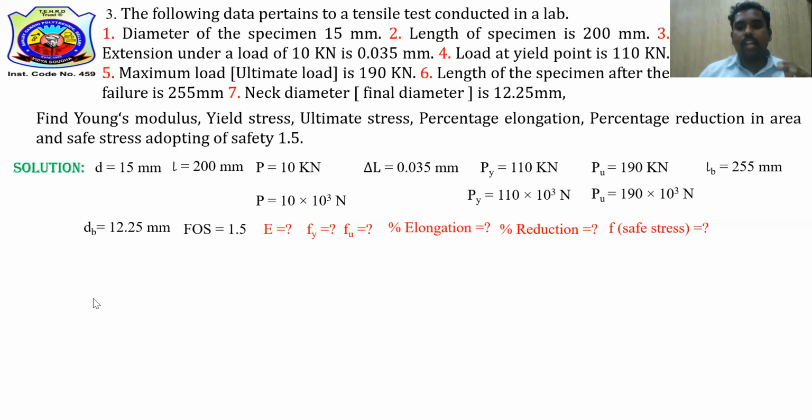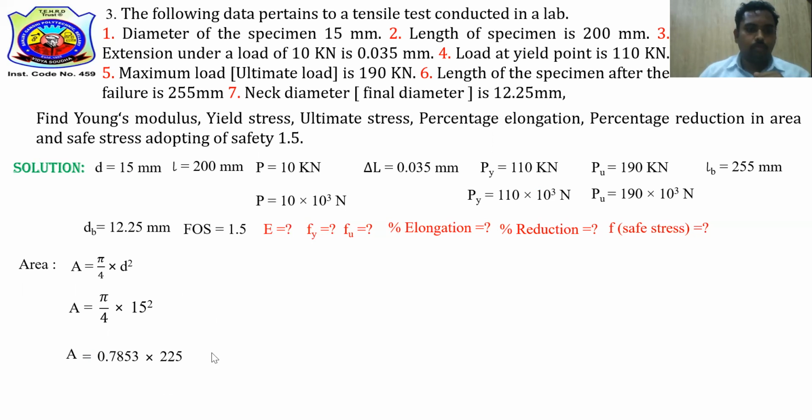First, as our normal method, I'll go with the area. A equals pi by 4 into d square. Just analyze, is it possible to solve? Do you have the value of diameter D? Yes, it is possible. A equals pi by 4 into 15 square. On proper calculation, A equals 0.7853 into 15 square, which is 225. Then the final answer for area is 176.6925 mm square. Very simple.